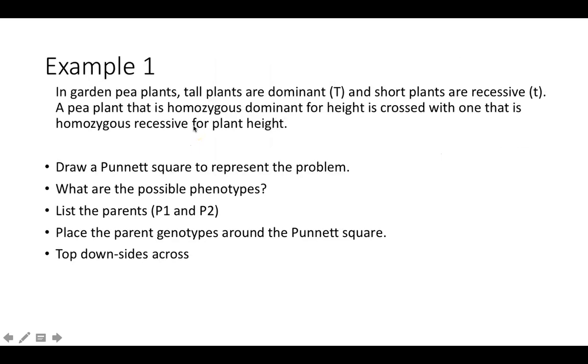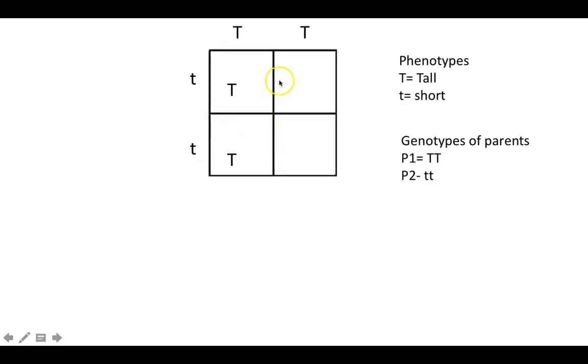Next is top down, sides across. Top down, sides across, we're going to take each one of the alleles on top from parent 1 and we're going to drop them into the boxes below them. We do this individually, working only with the top, because we don't want eye bounce. We don't want our eyes bouncing back and forth. This is a way to prevent errors. So parent 1, or this allele, is dropped down and down, and then this allele is dropped down and down.